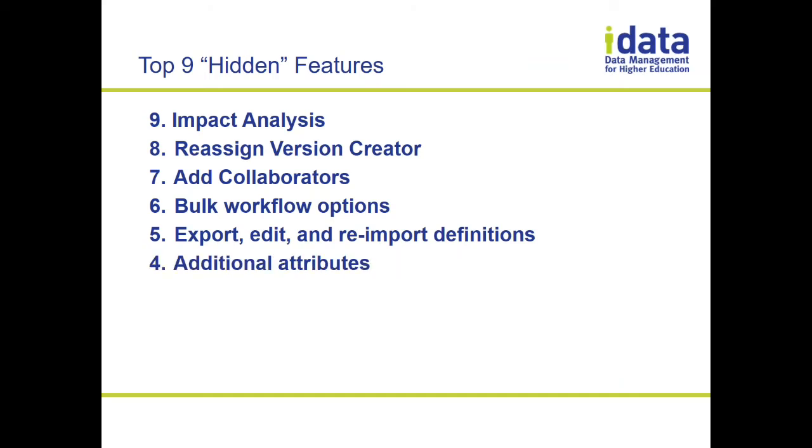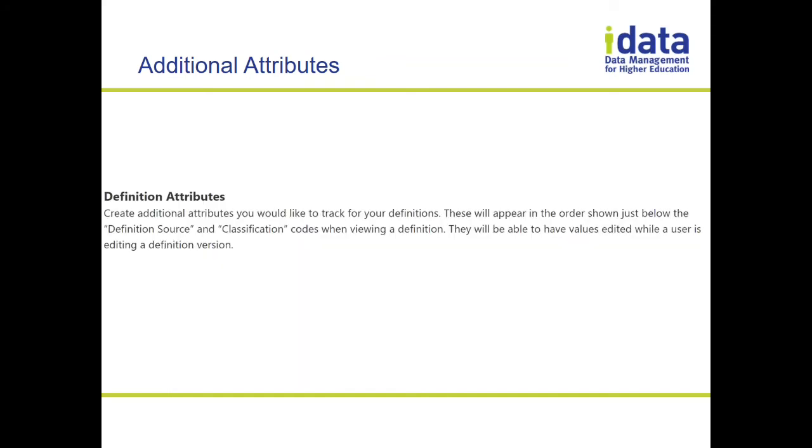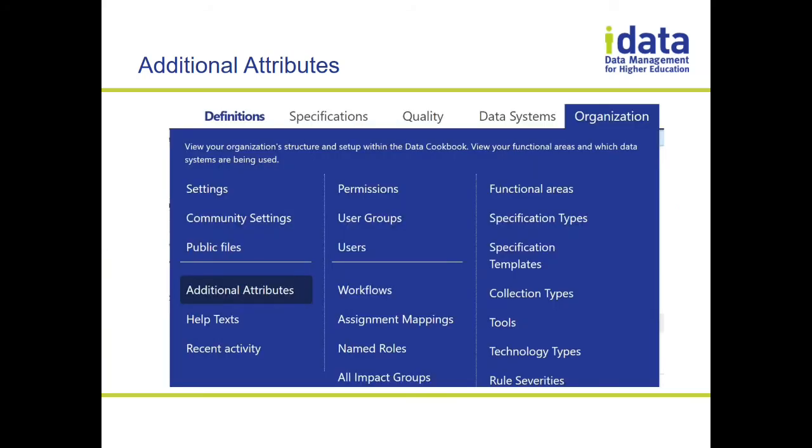All right, Brian briefly mentioned this additional attributes feature earlier. We've now extended them to a different set of features. They used to be on definitions, and now they're also on specifications. And in the enterprise license, they're also on quality rules and data systems. But these are basically custom fields that you can create, up to 10, for use on definitions and specifications and so on. Again, this is done through the administrator role in the organization menu.